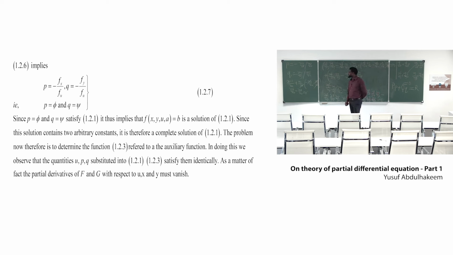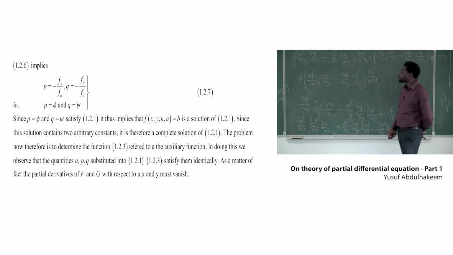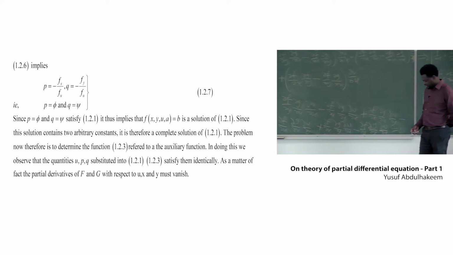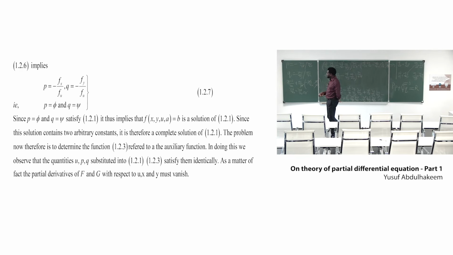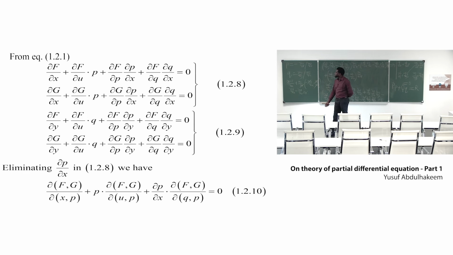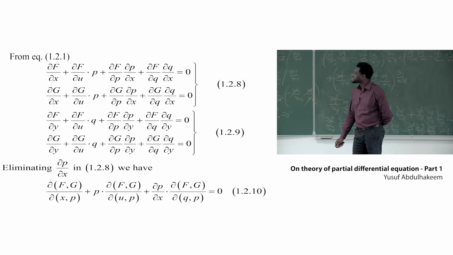As a matter of fact, the partial derivative of f and g with respect to u, x, and y must vanish. Now mind you, the f we are trying to look into here is a function of x, y, and u. G also is a function of x, y, and u. So by the time we carry out the partial derivative of each of them, we are going to obtain this: f with respect to x, g with respect to x, f with respect to y, g with respect to y. That will give us this equation.